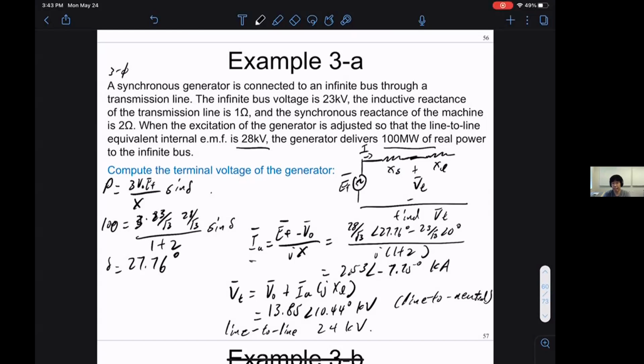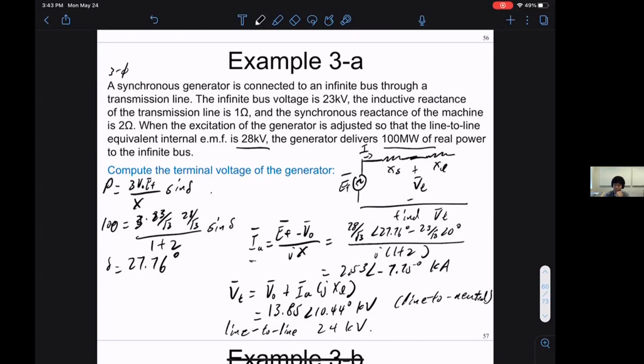So when you do a question, let's say on the final, if you write a voltage, you can either indicate it's line to neutral or line to line. If you do not say what voltage it is, and it's a three-phase system, then it's assumed to be line to line if you don't say what it is.